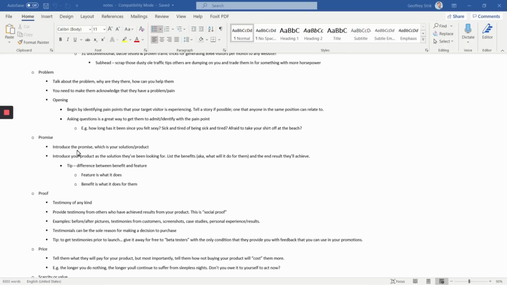The promise. You want to introduce the promise, which is your solution or your product. Introduce your product as the solution they've been looking for. You can list the benefits, what it'll do for them at the end, and the end result they'll achieve. As a tip, there's a difference between a benefit and a feature. The feature is what your product does. The benefit is what it does for them.